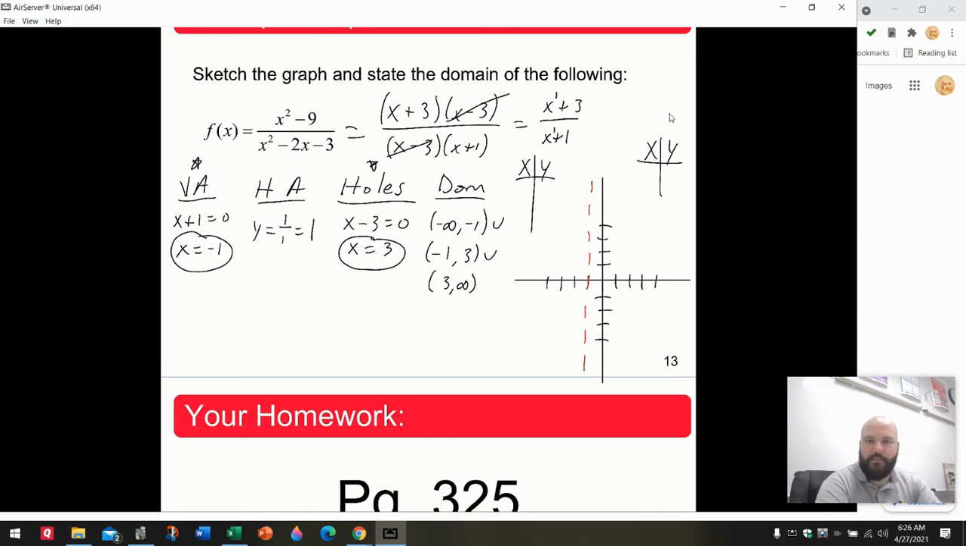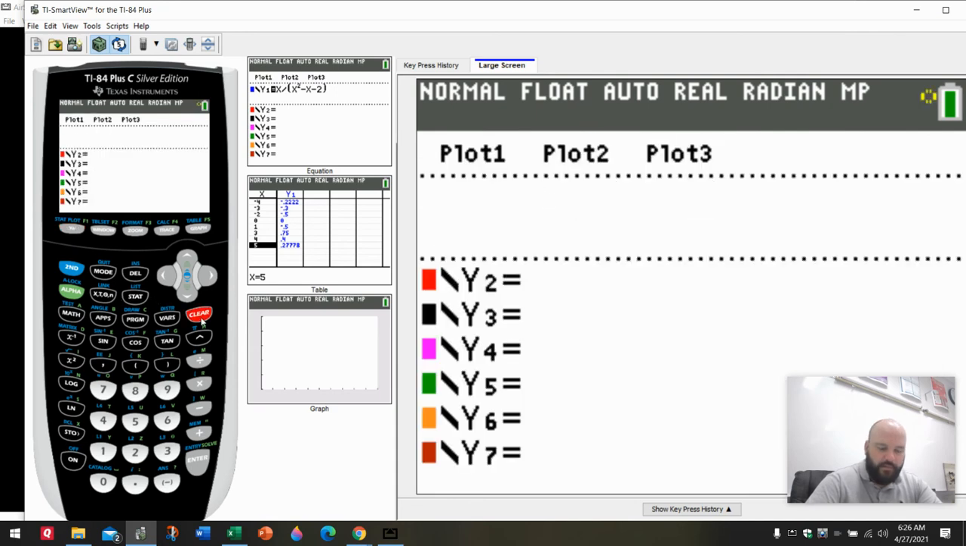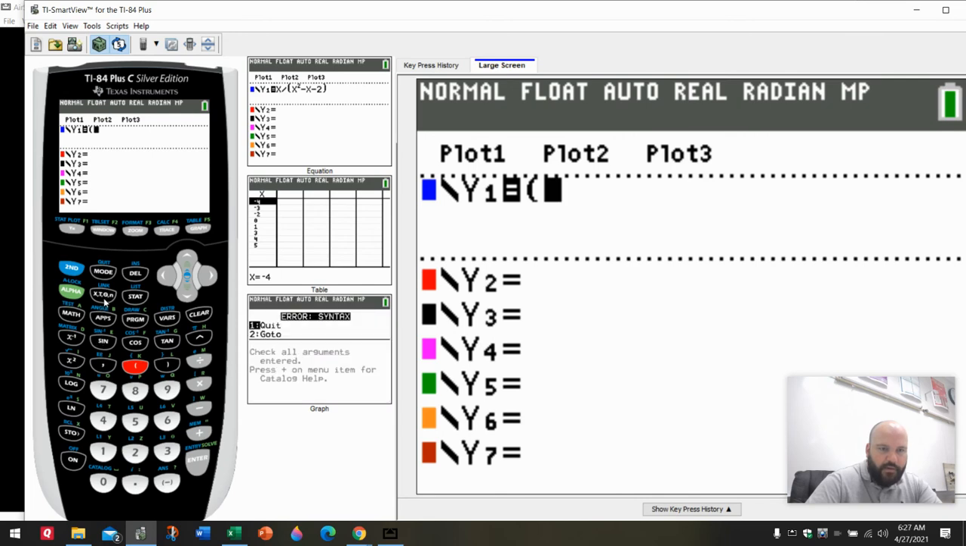So we need to pick numbers that are smaller than -1: -2, -3, -4, and then bigger than -1: 0, 1, and 2. And we can go ahead and use our graphing calculator again to fill out this table. It makes it a lot easier to get our values. So in this case, we would have x plus 3 divided by x plus 1.